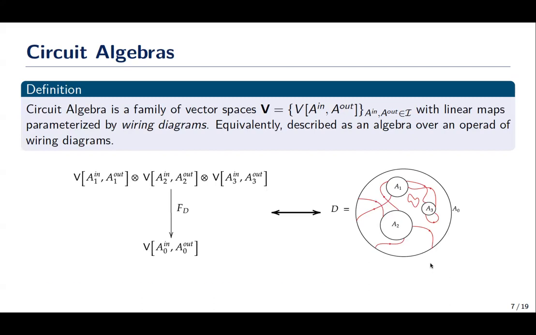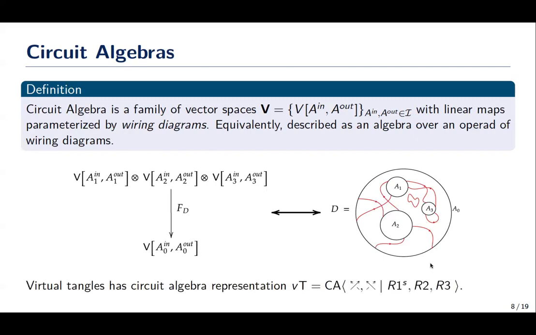And let's quickly see the relation. The relation is the following. Virtual tangles have circuit algebra representations. In particular, these are circuit algebras with 2 generators, overcrossings and undercrossings, and 3 relations. They are the classical Reidemeister moves.